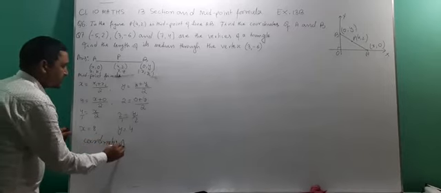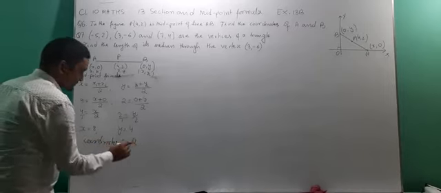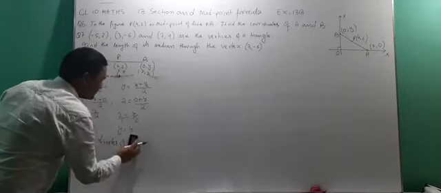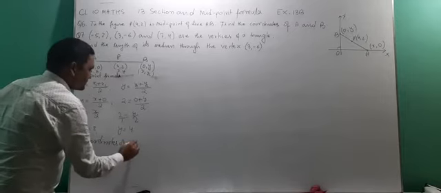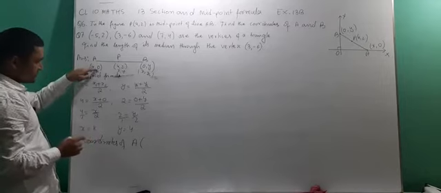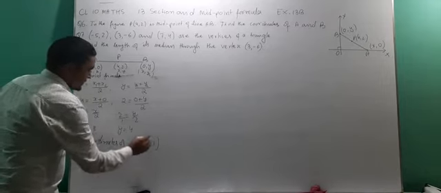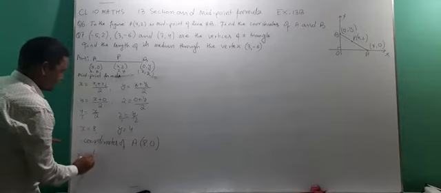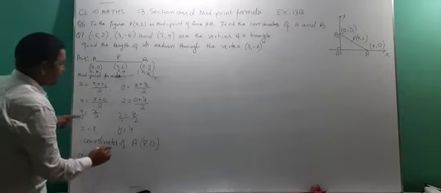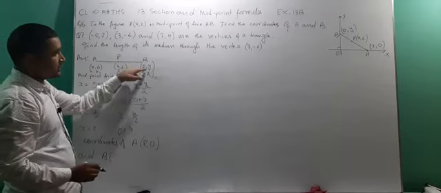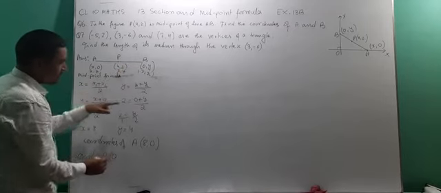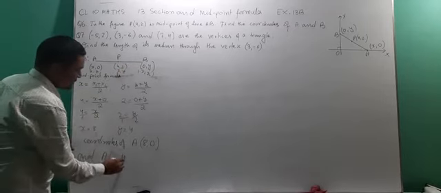Coordinate of A is how much? X comma 0 is there, value of x is 8 comma 0, and B, what is there? 0 comma y, y means how much? This way you have to find the coordinate.